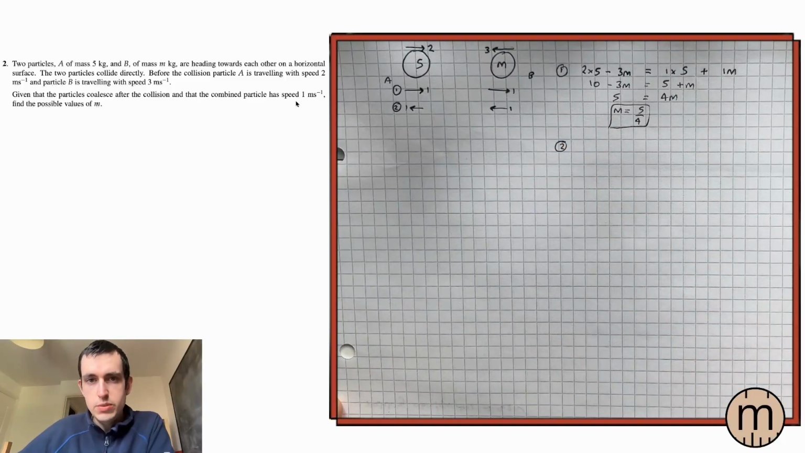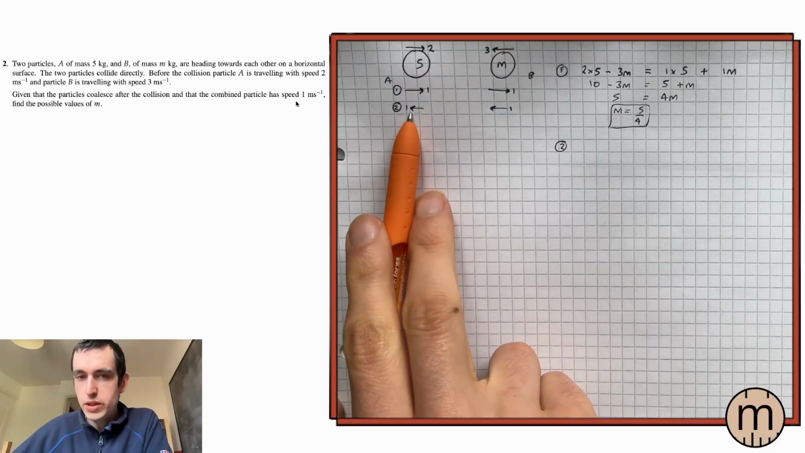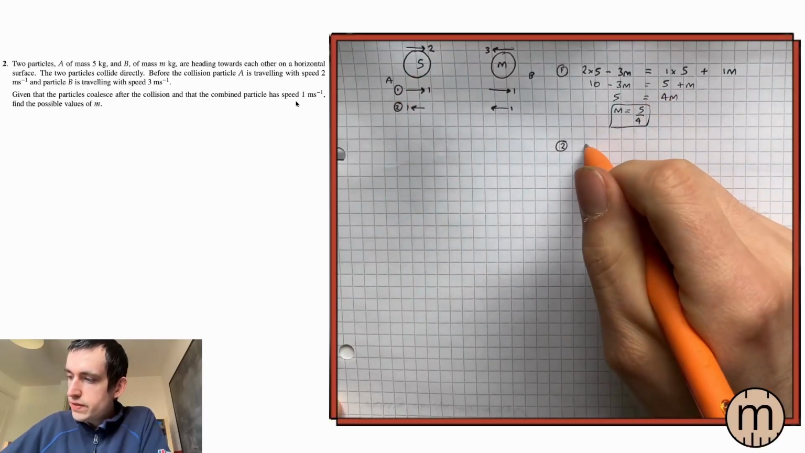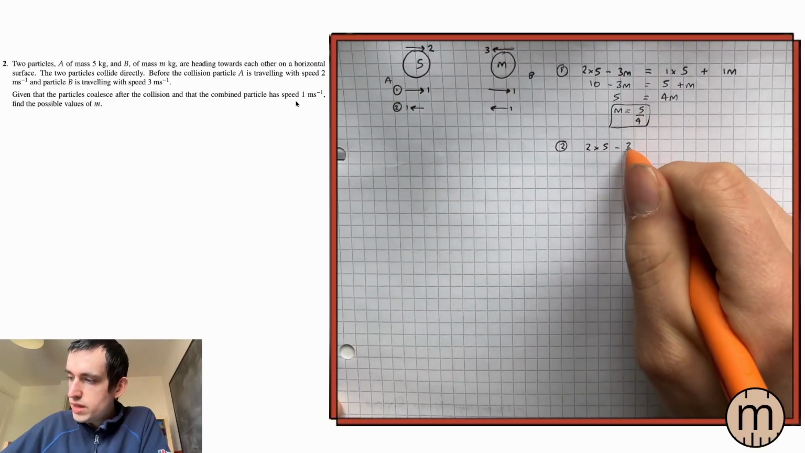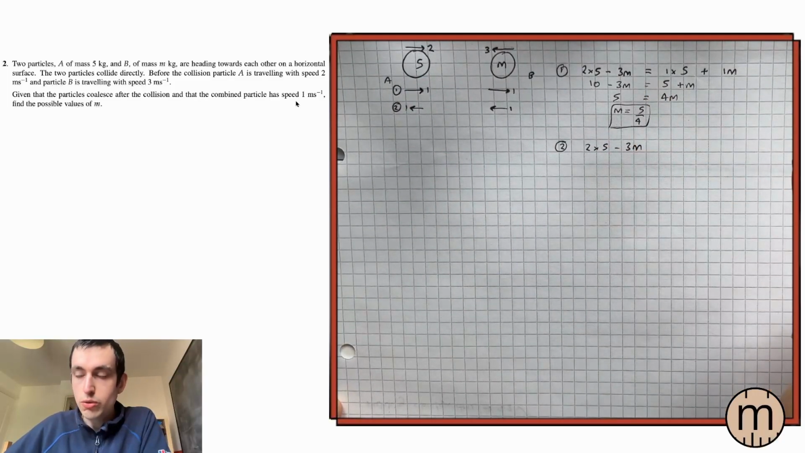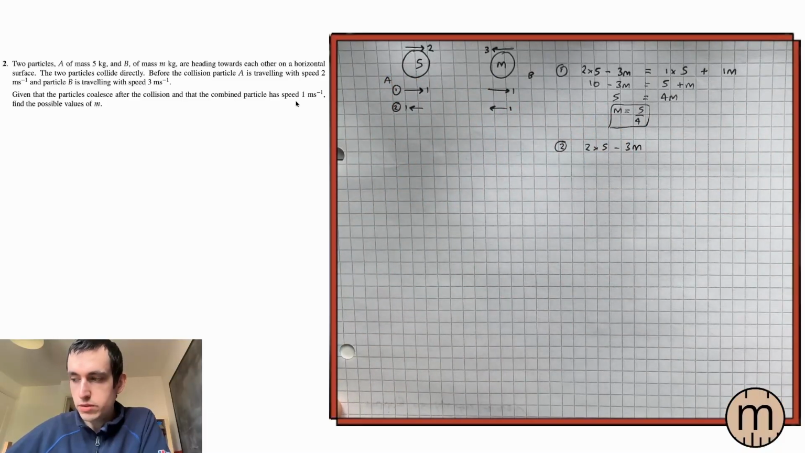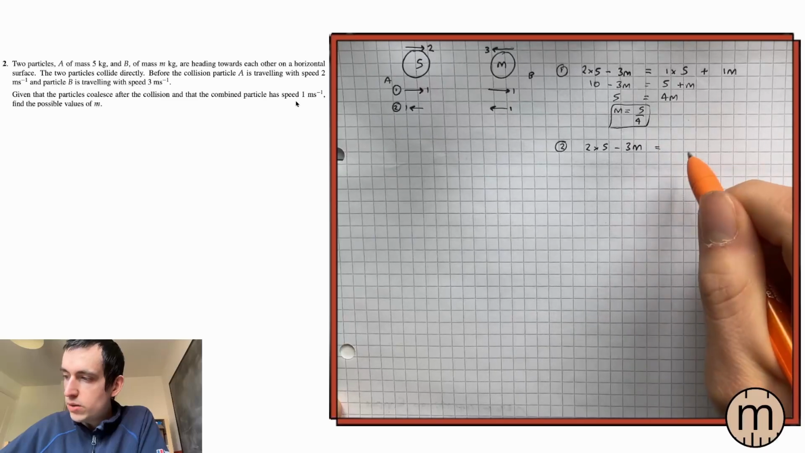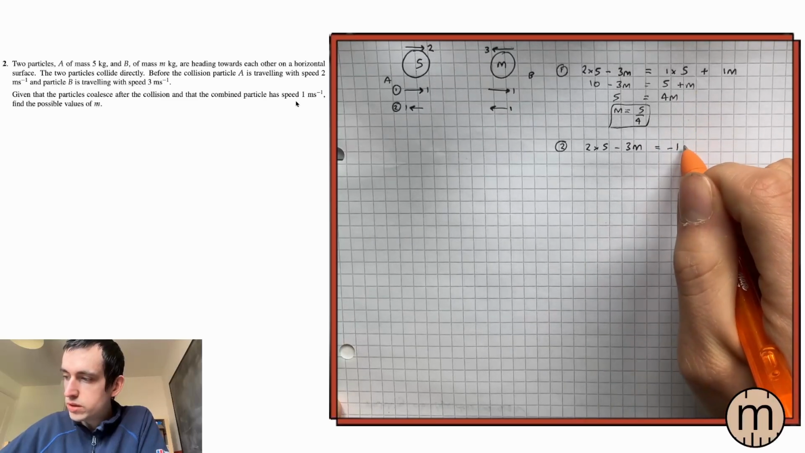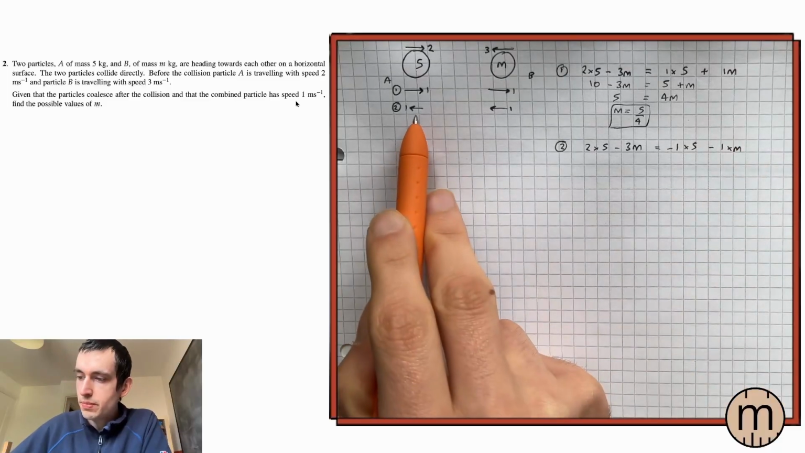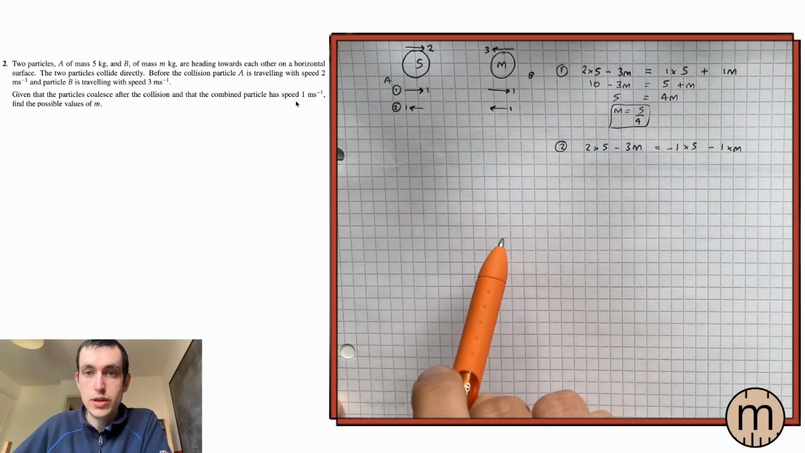For the second case, we do exactly the same, but now we make sure that the velocity is going towards the left-hand side. 2 times 5 and 3 times m are not going to change at all because we've not changed the initial speeds of the particles. But now we're going to do minus 1 times 5 and minus 1 times m because both of these arrows are going towards the left.